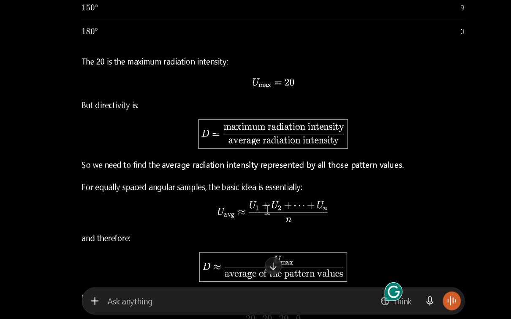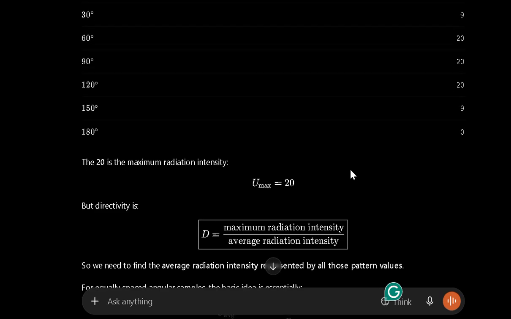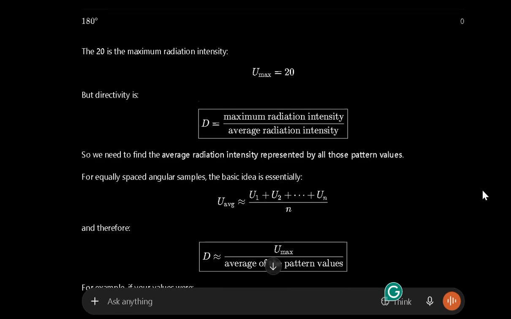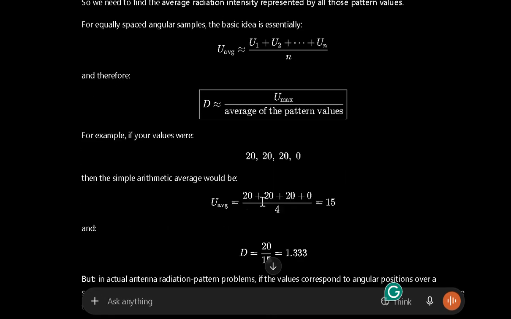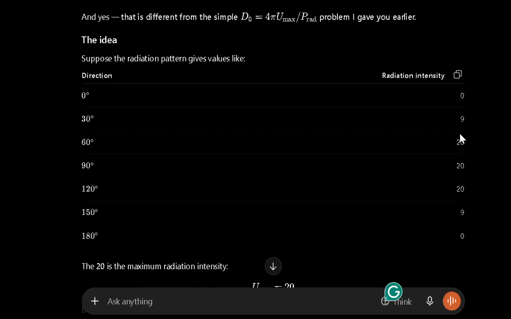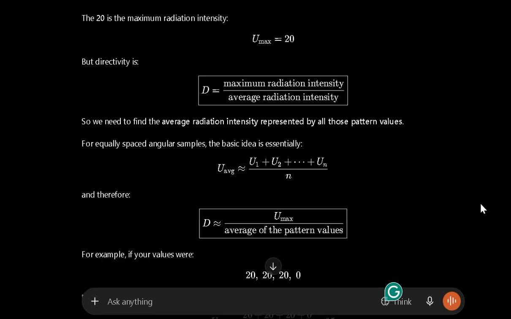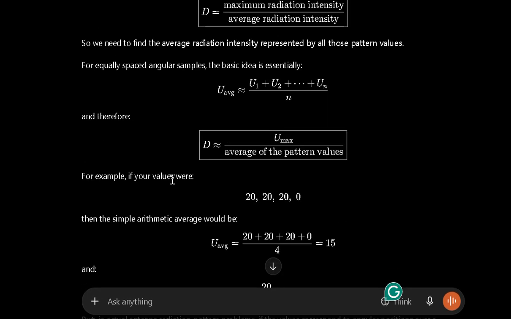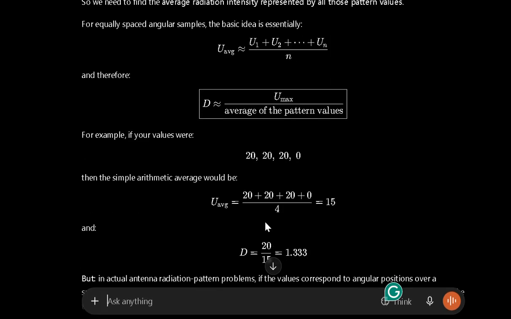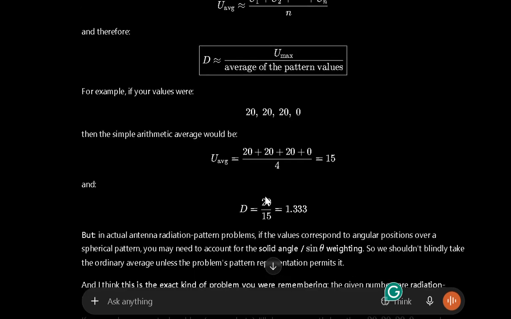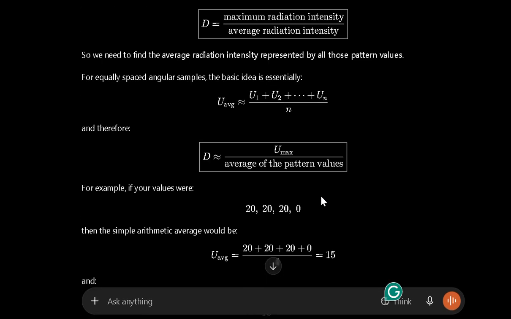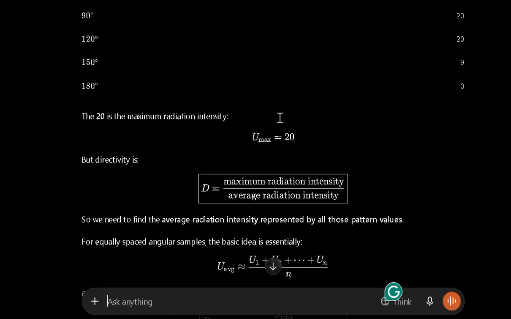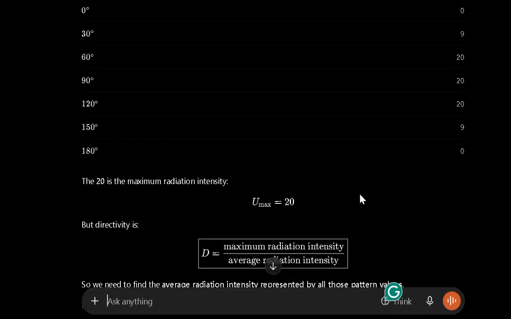The basic idea is that the average equals the sum of E1, E2, and so on, divided by the number of samples. So we sum these values. For example, if your average is 15 and the maximum is 20, then 20 by 15 equals 1.3. That's the maximum intensity by the average intensity.